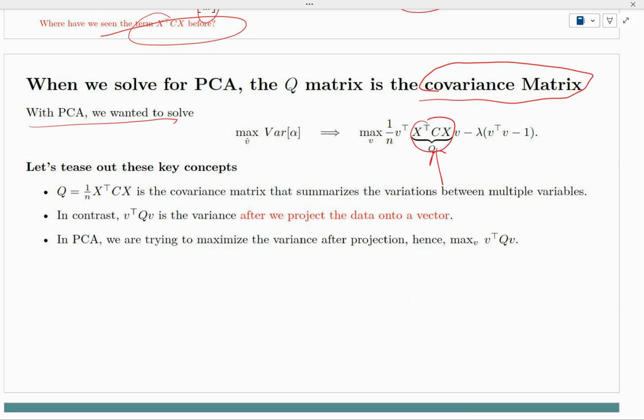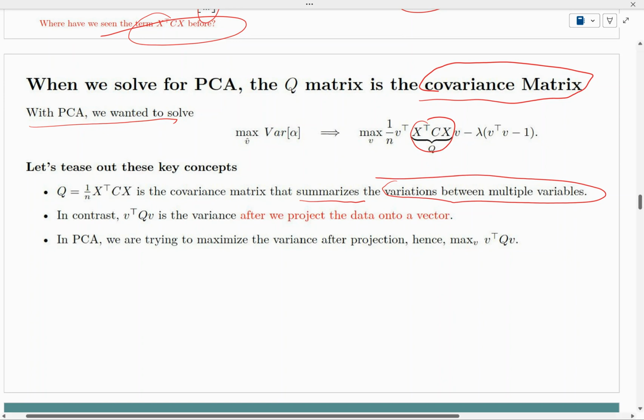And the covariance matrix, now you understand what it is. It summarizes the dependency and variation between multiple variables. If you have 2, 3, 4, then the matrix summarizes all of them.